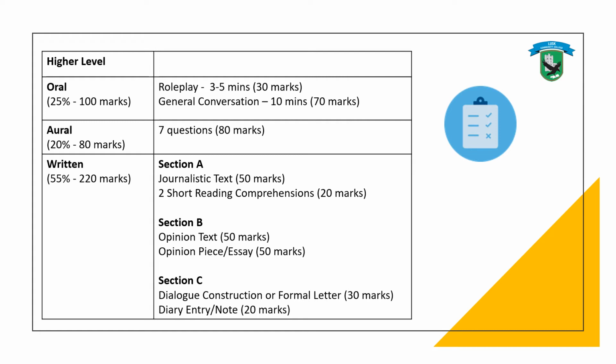For higher level students, the oral exam is worth 25%. In the oral exam, there are two parts. Over the 2 years, the students will receive 5 role plays, which they must learn and prepare some unseen questions for. On the exam day, the students will receive 1 role play that they must complete with the examiner and answer one unseen question. This is worth 30 marks. The second part is a general conversation that will last 10 minutes, and this is worth 70 marks.